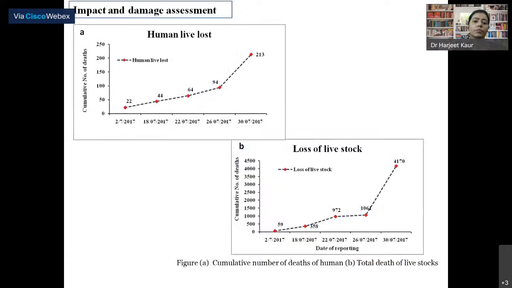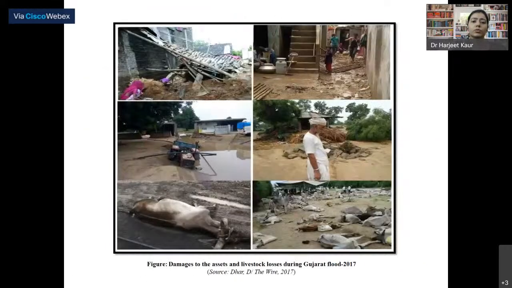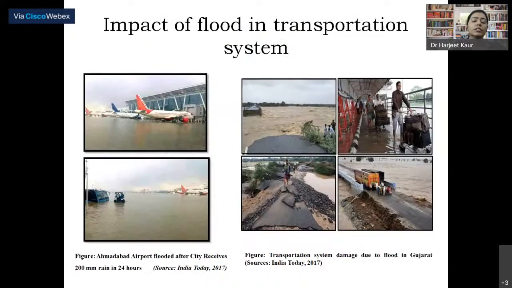Next. These are the data collected from the line departments, and we calculated the damage assessment during the flood scenario for 2017. So you can see the impact of the flood. It also impacted the transportation system. The Ahmedabad airport also flooded during the 2017 flood, and the transportation system was damaged due to the flood.